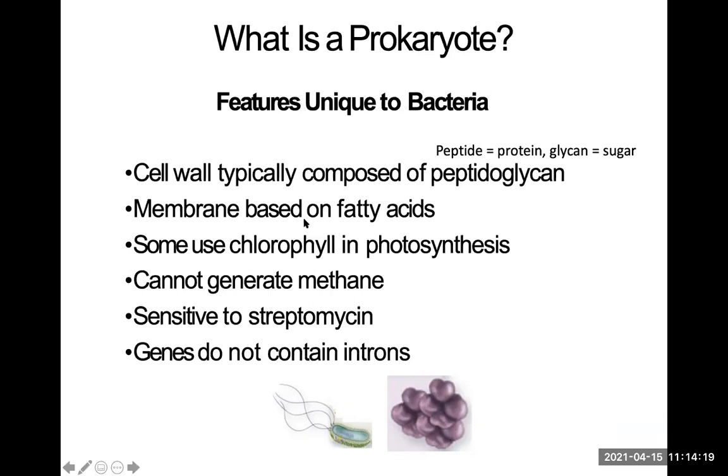The membrane is based on fatty acids, the same things our cells are made of, a phospholipid bilayer. Some use chlorophyll in photosynthesis. So if you have a fish pond and you see that blue-green stuff on it, that's cyanobacteria, and it's using chlorophyll to do photosynthesis. That's why it looks green. It cannot generate methane. This is important because archaea can generate methane. Bacteria cannot generate methane. And then it says it's sensitive to streptomycin.